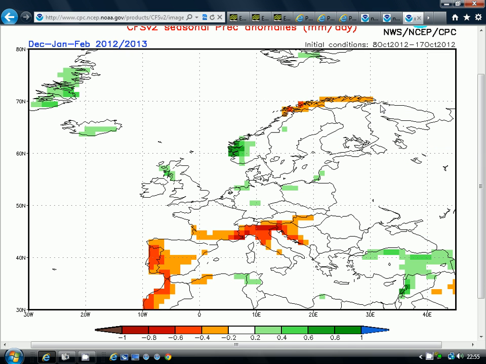And for precipitation anomalies, well, we've got below average precipitation anomalies being forecast for much of Spain, Portugal and southern France, slightly above average precipitation anomalies to the north around some parts of Norway, some parts of Scotland and Iceland. Again, this is telling us that it's a zonal winter being forecast by CFS version 2.